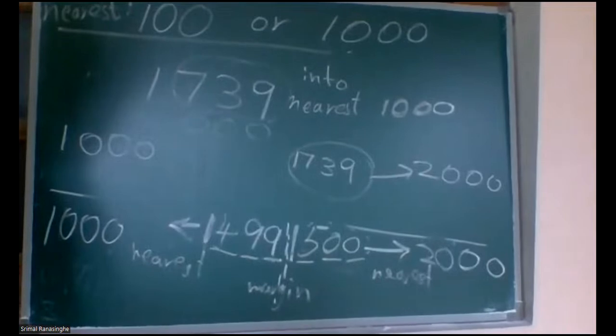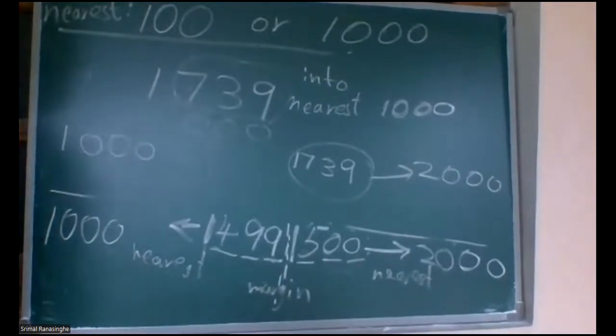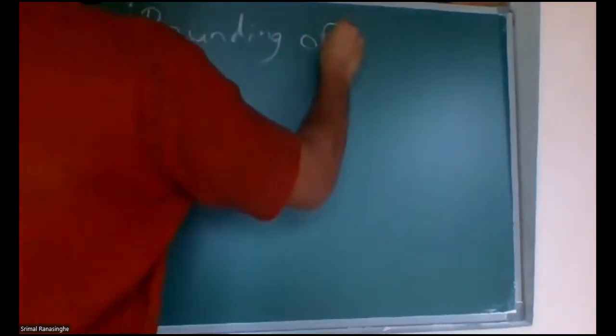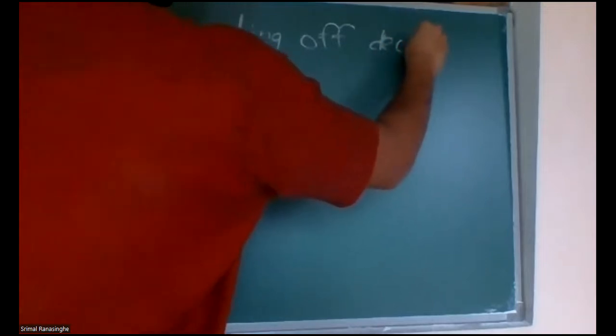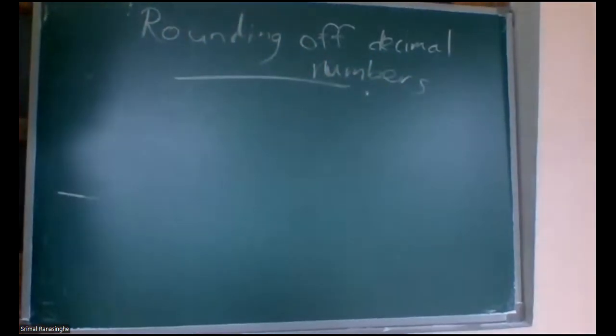Finish. Okay. So write down the small topic, the final topic, right? Rounding of decimal numbers.